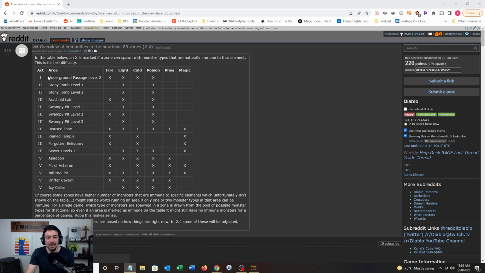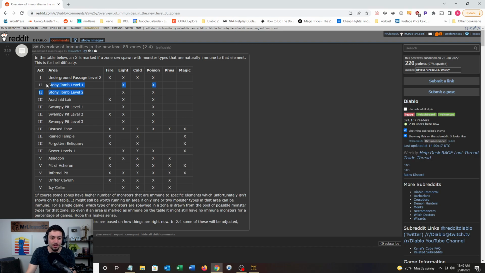Something, for instance, like the underground passage level 2 is almost essentially useless as an area level 85, because the underground passage level 1 is not an area level 85. Nobody's going to really travel all the way to the underground passage level 2 just to kill like 3 unique bosses or something, right? You're going to have a much better chance of everything if you instead go to the pit or go to the tunnels or whatever it is.